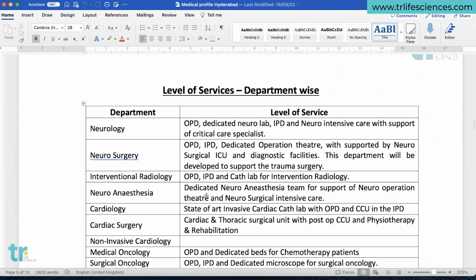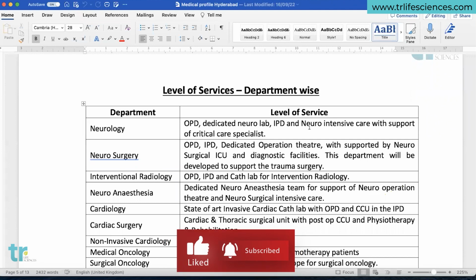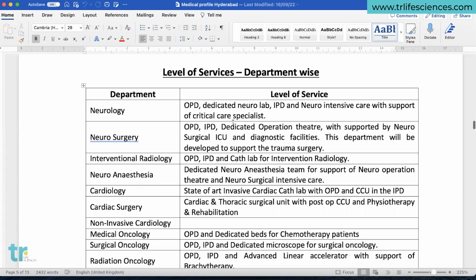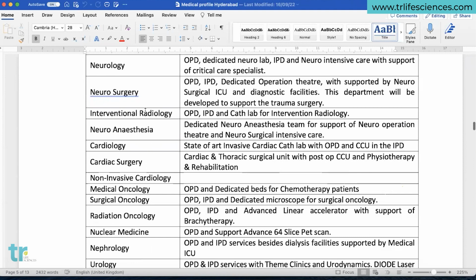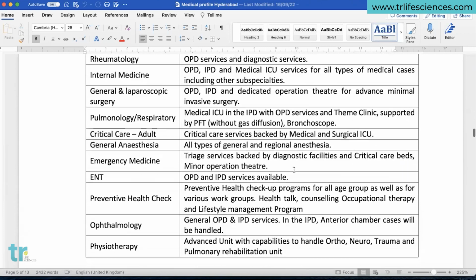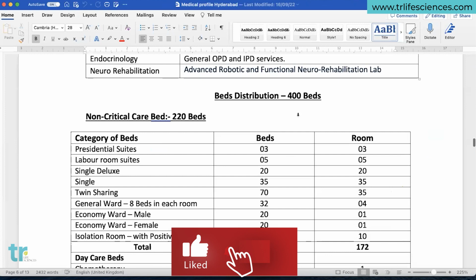Then the next step is defining the level of services department wise. Likewise for neurology, there will be OPD, a dedicated neuro lab, and IPD services, and dedicated neuro intensive care support will be provided with the help of a critical care specialist. So we define all these things in the level of services, department wise. All departments which we are offering to them are covered here and the details are captured in the level of services.